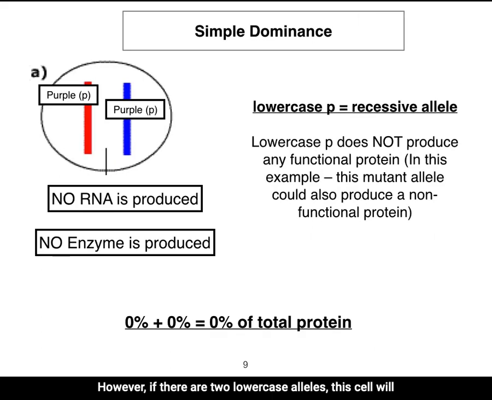However, if there are two lowercase alleles, the cell will not produce functional protein. No RNA will be produced, and therefore no protein can be made, because each allele will be responsible for producing 50% of the RNA. In this homozygous cell, you have no protein being produced. If in this plant cell you have two alleles for white flower pigment, because the genes produce non-functioning RNA, the petals of this flower will be white in this homozygous individual.